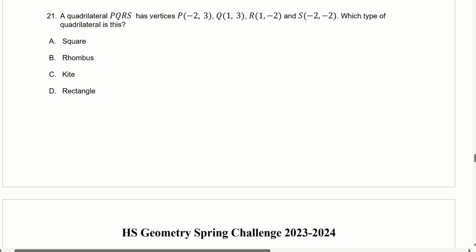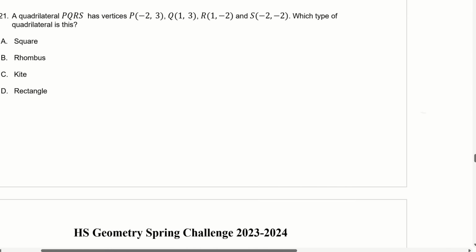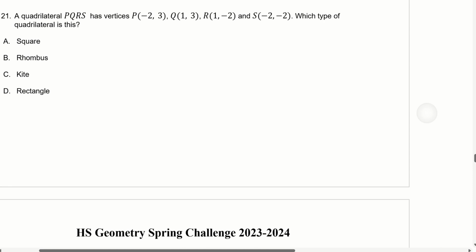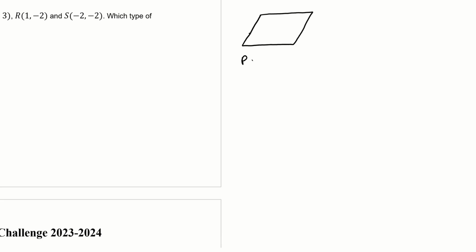A quadrilateral PQRS has vertices given below. So we got PQRS. Which type of quadrilateral is this? Okay. All right, before we dive into it, let's just review a couple of things. Let's look at the rectangle, rhombus, and square first. So we know that for something to be a parallelogram, let's just start with parallelogram and review those features.